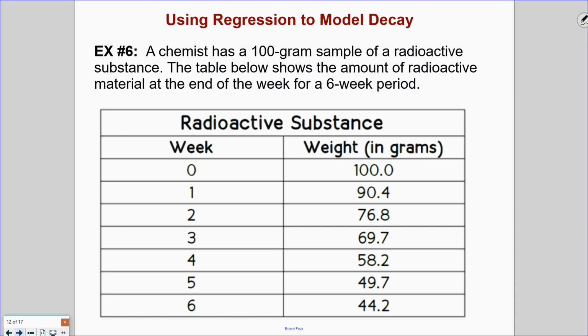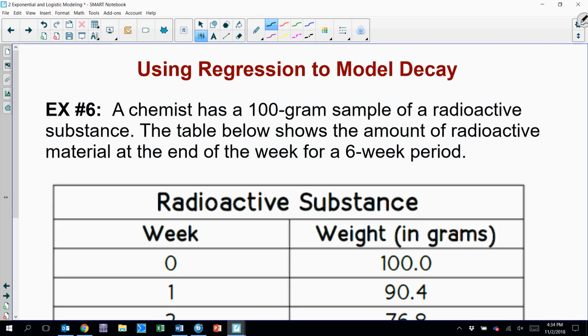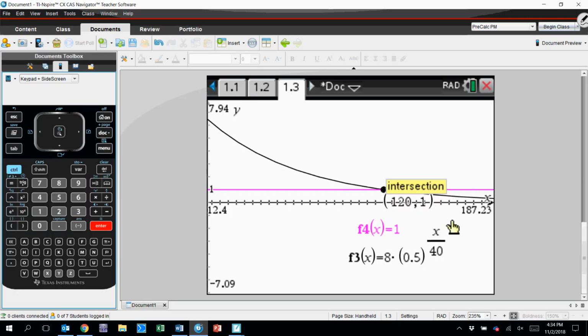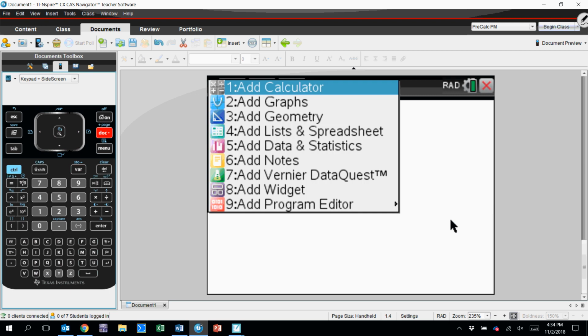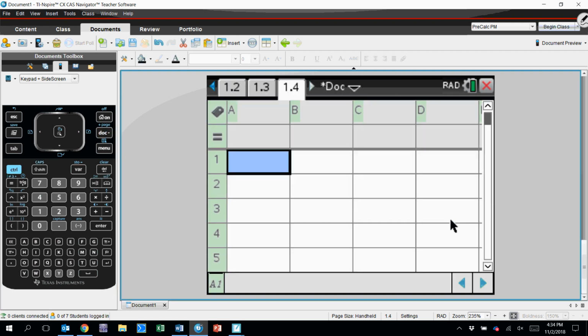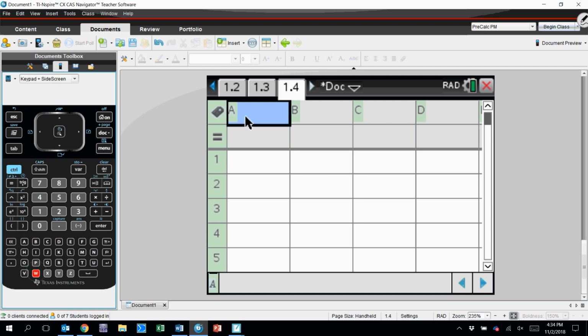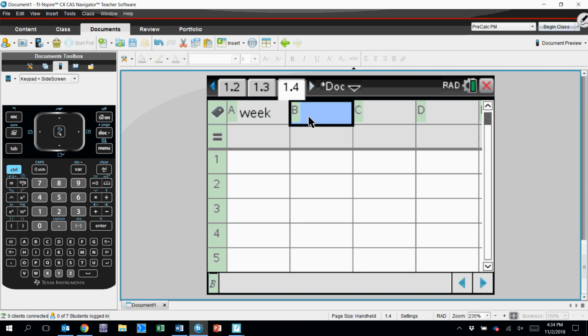So we have a 100-gram sample of a radioactive substance. We need to figure out an exponential function that fits this data. So every week they measure the radioactive substance, and these are the numbers that we get. So we're going to go to our calculator, and we are going to add a list and spreadsheet, because that's going to be our table, and we're going to type in this data. So the first column will be week, because it's the week number, and your second one will be weight.